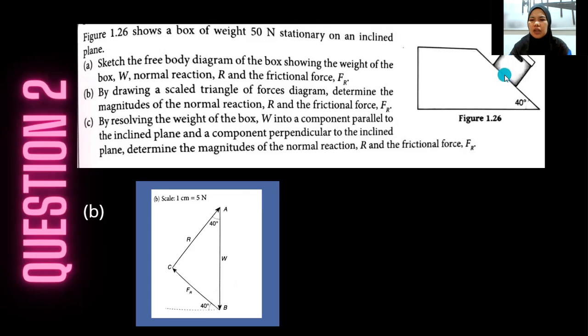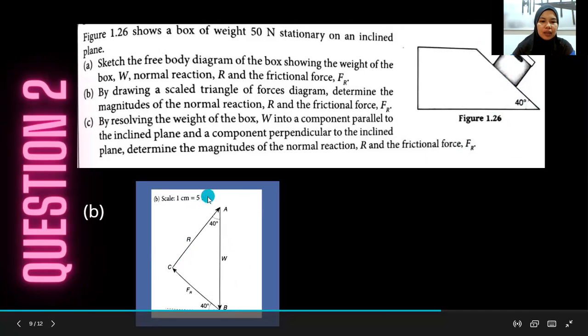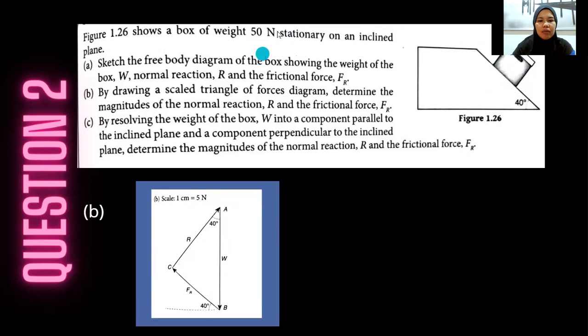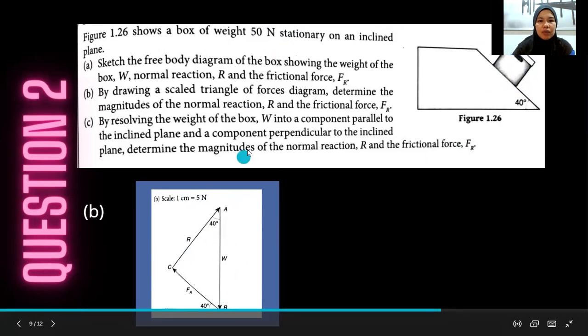The weight is actually not parallel. This is the frictional force in the x axis, the reaction force in the y axis, and the weight is in between the y and x axes. This is your scale, 1 until 5. It depends on your 50 Newton. We know the weight is 50 Newton.